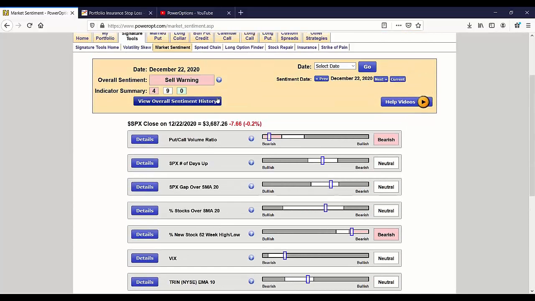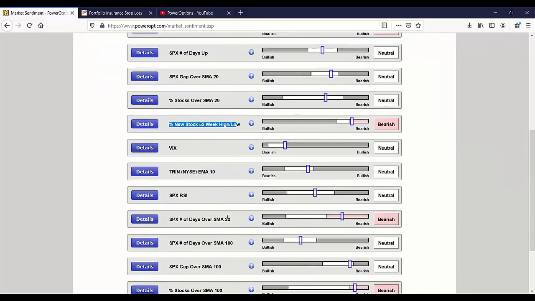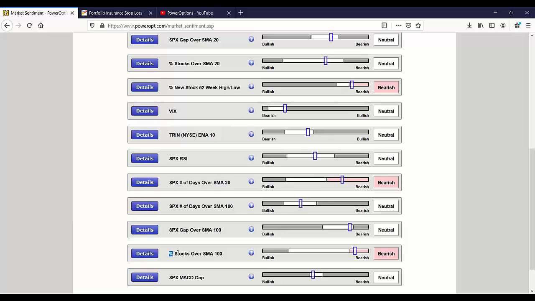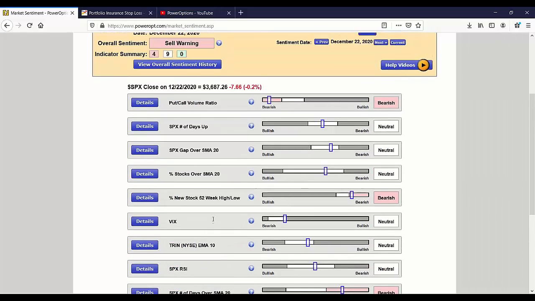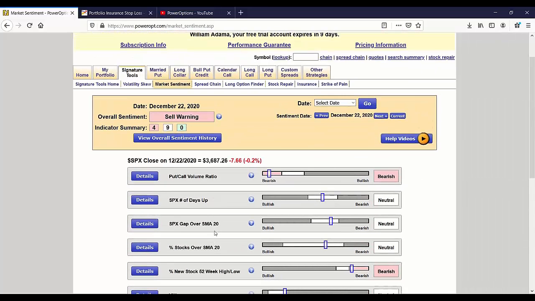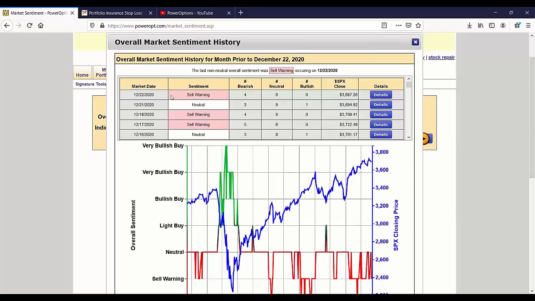Now, every day this changes based on those that are falling into bearish territory, such as our put-call volume ratio, number of stocks hitting a new 52-week high or new 52-week low. Here, the number of days S&P 500 is above its 20-day moving average, and the percentage of stocks that are over their 100-day moving average is pointing to sort of an overbought S&P 500 and overbought stocks in the market. When I click View Overall Sentiment History, this shows us a collection of what we saw in the past.